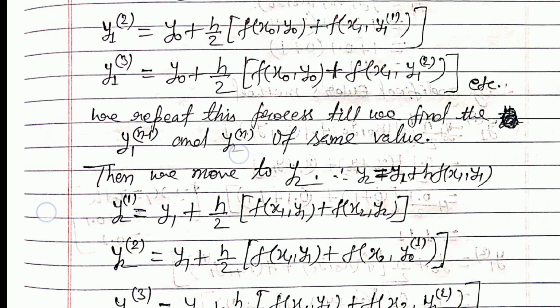So n minus 1 here and n here: when two consecutive values of y1 are the same, then we stop, and that will be the value of y1.